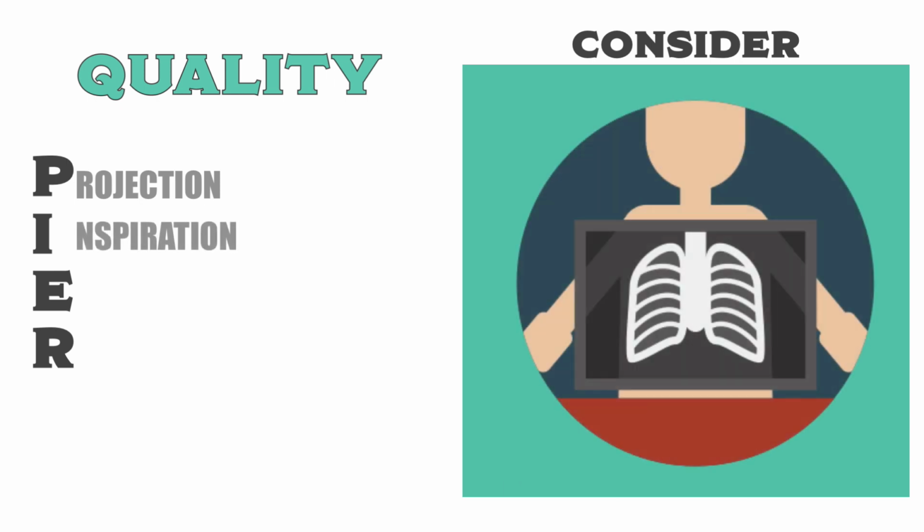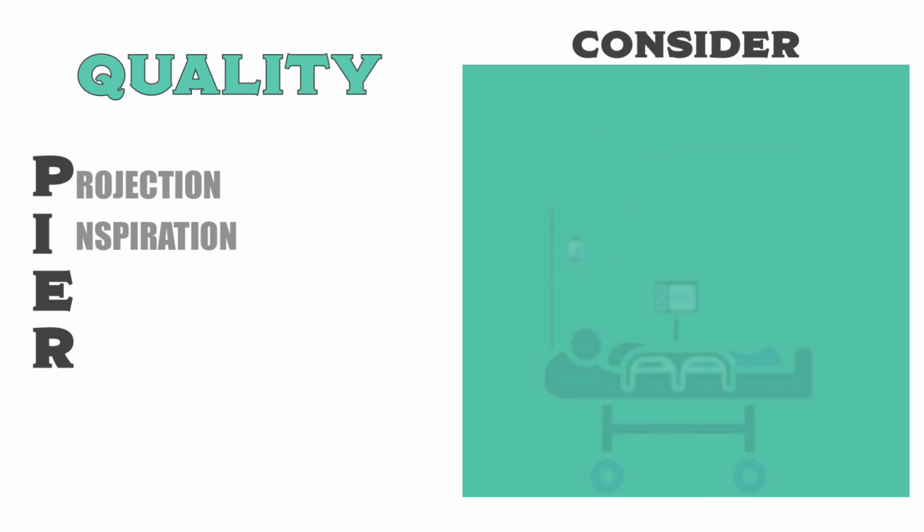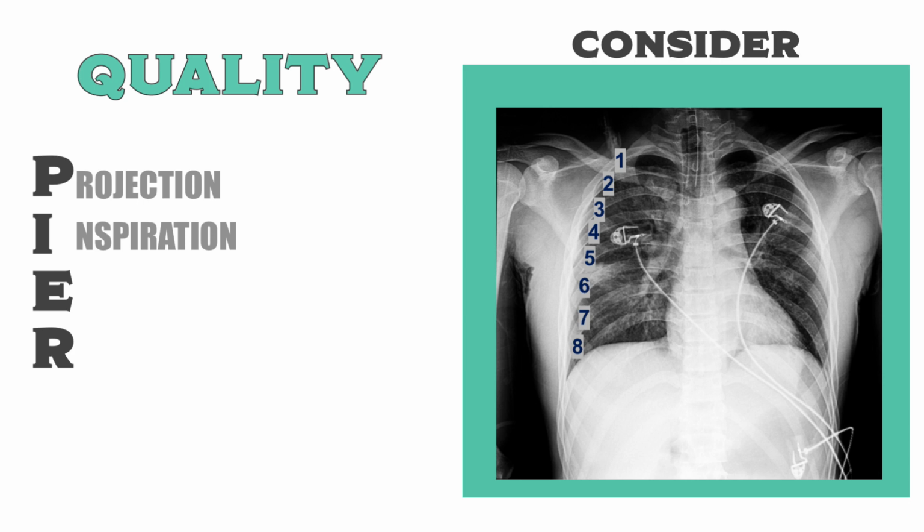Inspiration. Ideally, a chest x-ray will be shot on an inspiration and the patient holding their breath. Patients who are short of breath may find this problematic. If a patient's intubated, the radiographer will time their shot with the patient's ventilator breaths. You should be able to count 8 to 9 ribs on the x-ray.